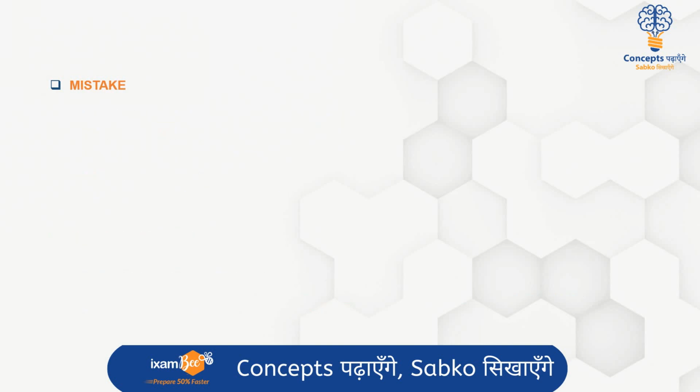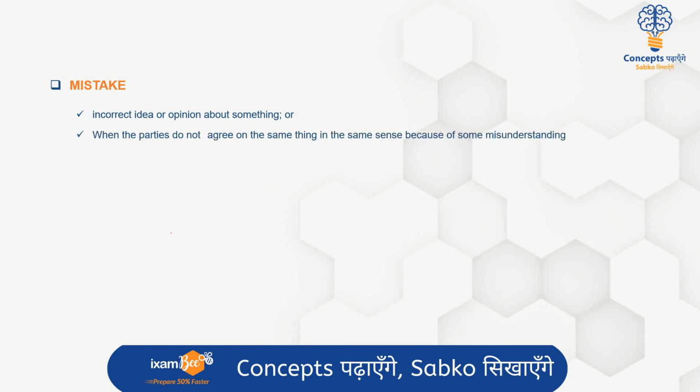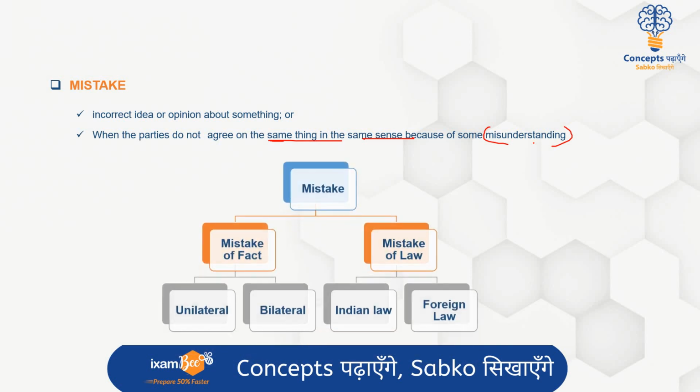Now talking about mistake. So mistake is basically an incorrect idea or opinion about something. So when parties to a contract have any incorrect idea or opinion about something, or when the parties do not agree upon the same thing in the same sense because of some misunderstanding, then we say that there is a presence of mistake. So mistake can be mistake of fact and mistake of law. Mistake of fact can be unilateral, where one of the parties is at mistake, and bilateral mistake, where both the parties to a contract are at mistake. Unilateral mistake of fact is basically a valid one. Bilateral mistake of fact is basically a void one.